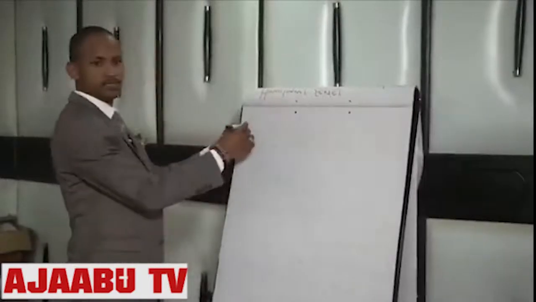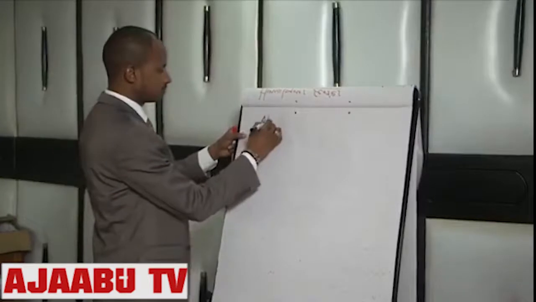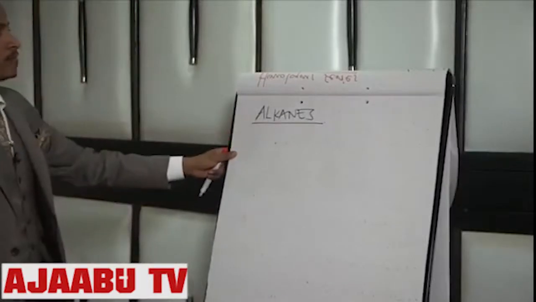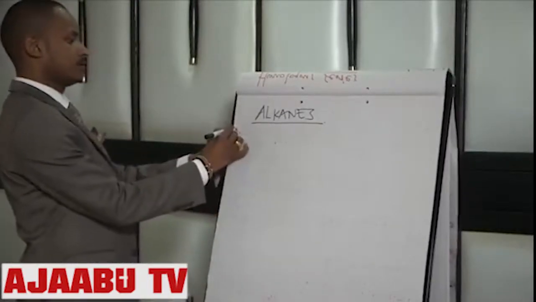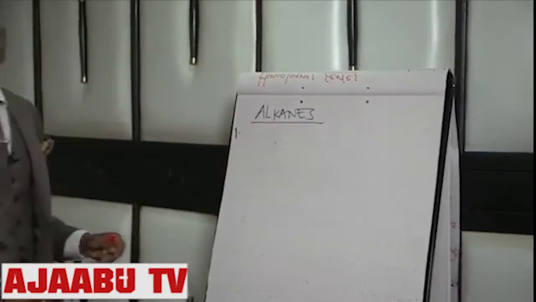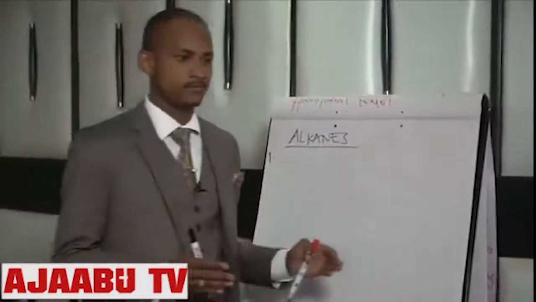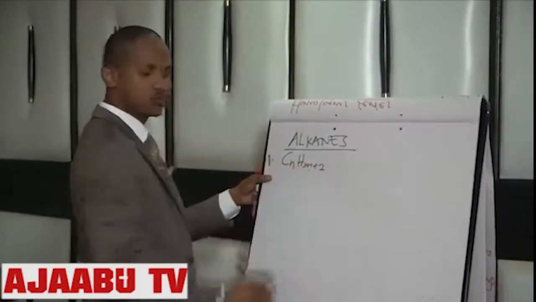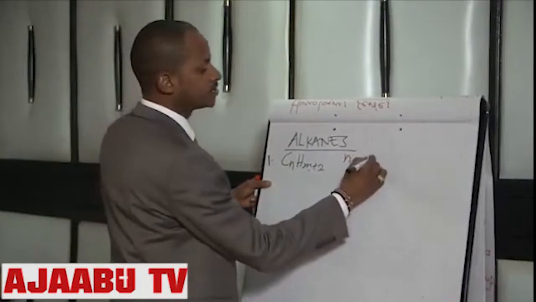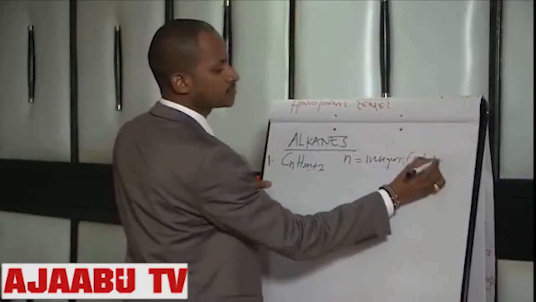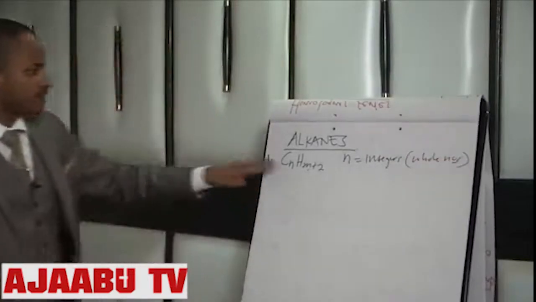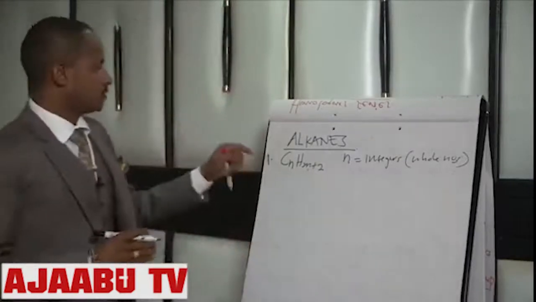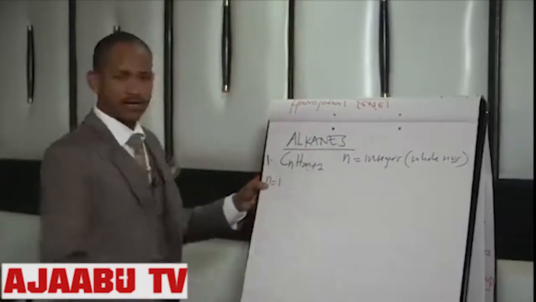So from here, we'll start with alkanes. Alkanes are saturated hydrocarbons with the general formula CnH2n+2, where n is an integer. Integers are whole numbers. Therefore, as per our syllabus, we'll only deal with the first 10 alkanes. So we will say when our n is 1 up to the 10th value.